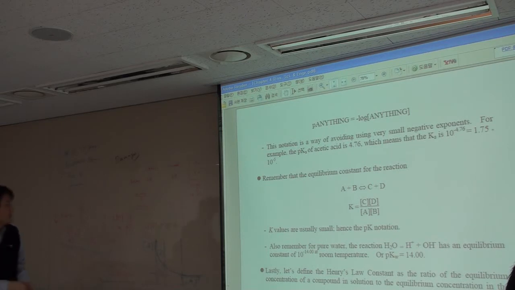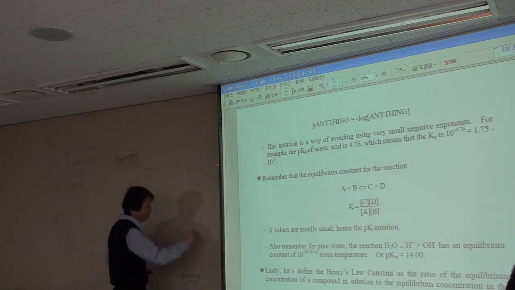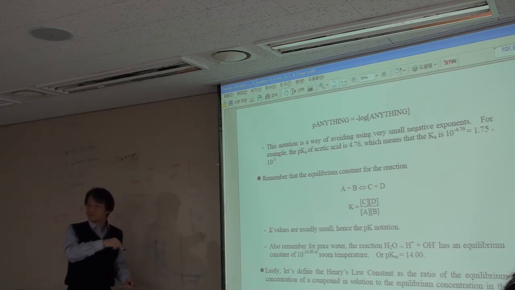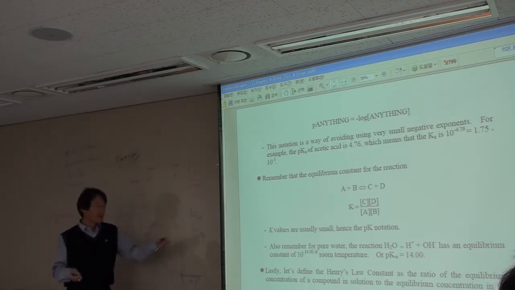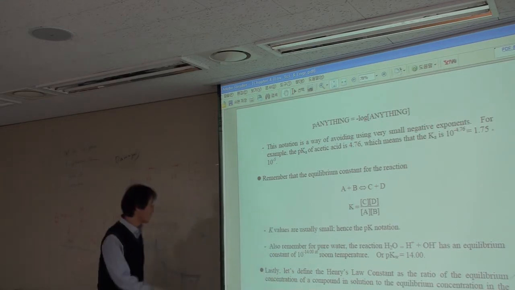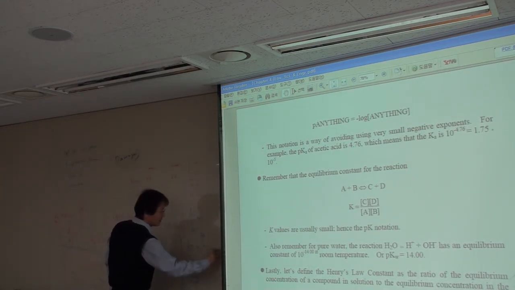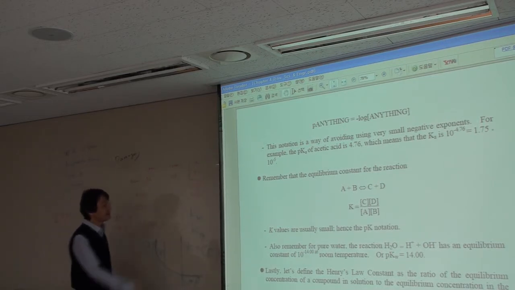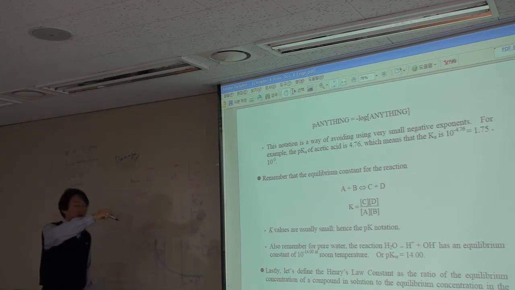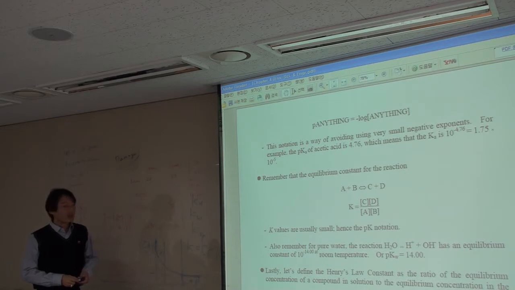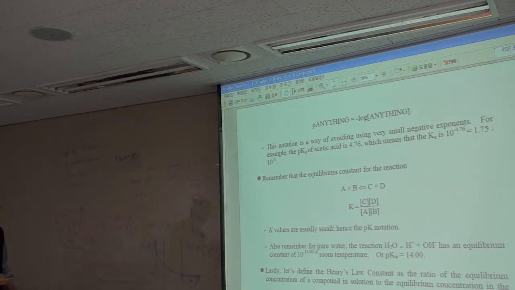You know KW and KSP. What is KSP? Solubility product. If you are using a solid with water, the solid's activity is usually one, so you cannot include it, and the product gives the KSP, so K could be easily C times D like this. And later, you can have a Henry's law constant. Henry's law constant is also an equilibrium constant, and partitioning constants are mostly equilibrium constants. Lastly, define the Henry's law constant as a ratio of equilibrium concentrations.